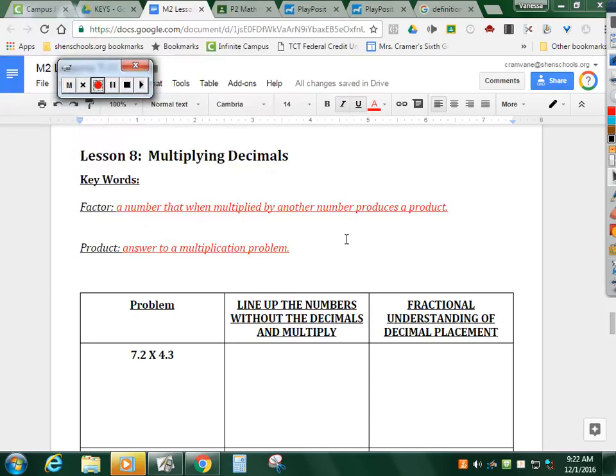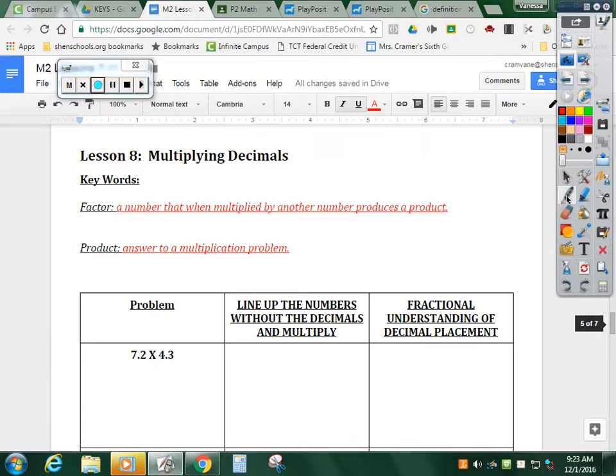In Lesson 8 of Module 2, you will be multiplying decimals. There are two key words we would like you to know for the lesson. The first one is factor. A factor is a number that when multiplied by another number produces a product. I hope that you're writing the words in red on your note sheet.